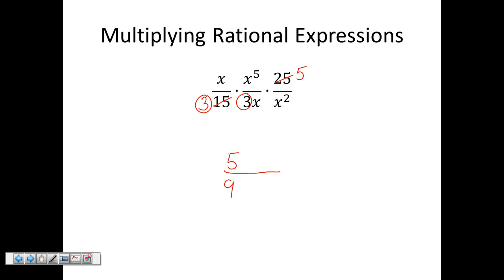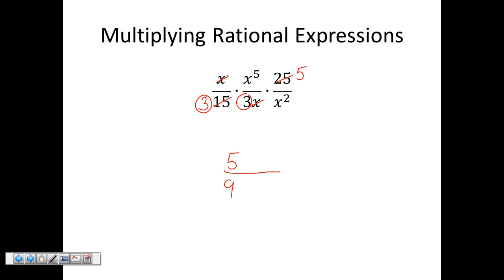Now let's cancel some x's. We've got x's kind of going on all over the place. Let's try to cancel some out. Well, I can get rid of this x right here with this x from the first fraction, as long as it's in the top and in the bottom, they'll cancel right away.